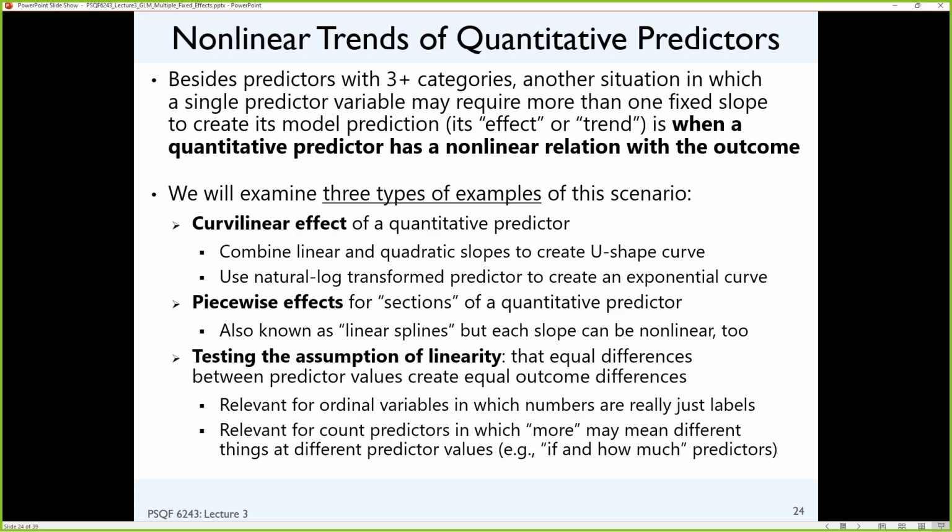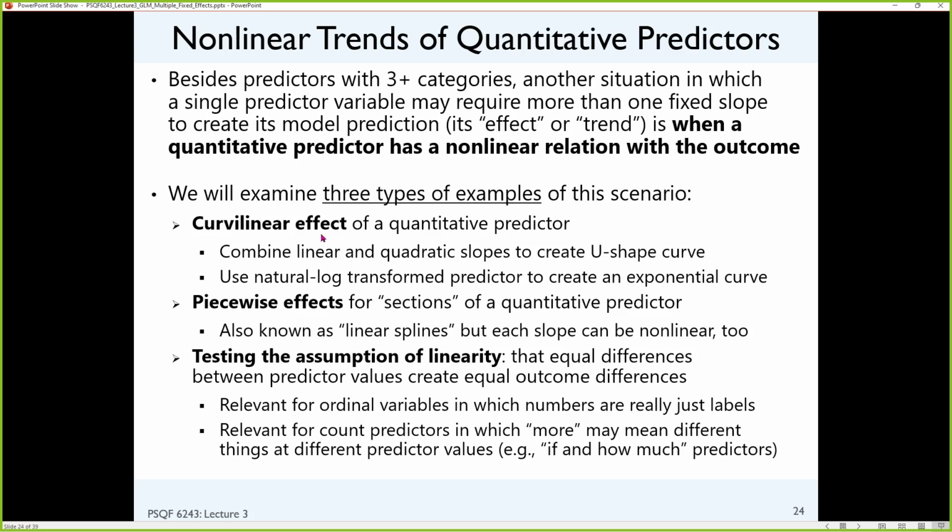So I want you to be able to specify models to test those. And this is yet another instance in which a Pearson correlation is not going to be adequate. Pearson correlation captures linear relationships. So we need to do something else.